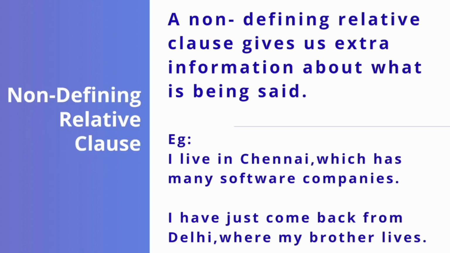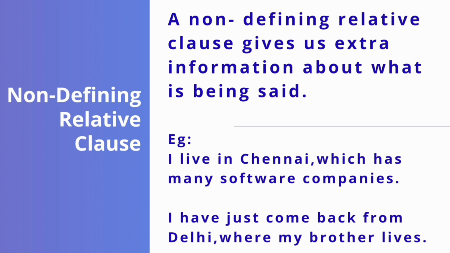A non-defining relative clause gives us extra information about something. Actually, we don't need this information to understand the sentence. Look at the examples given. I live in Chennai, which has many software companies. In this sentence, it is not necessary to know that Chennai has many software companies to get to know that I live in Chennai.